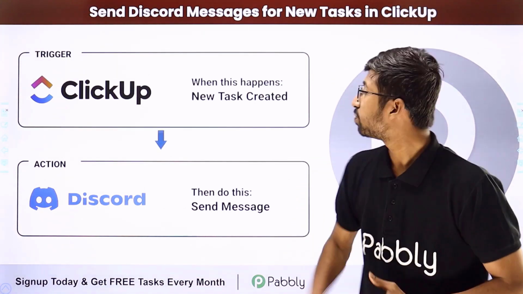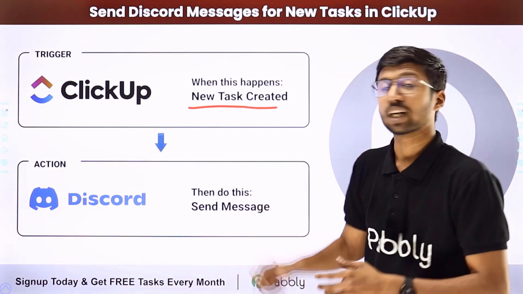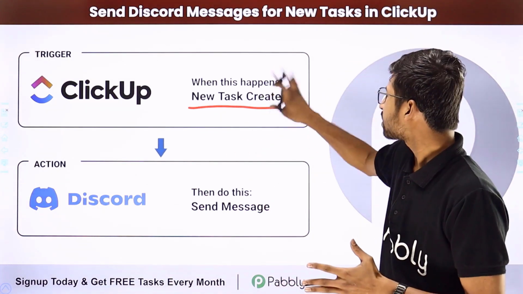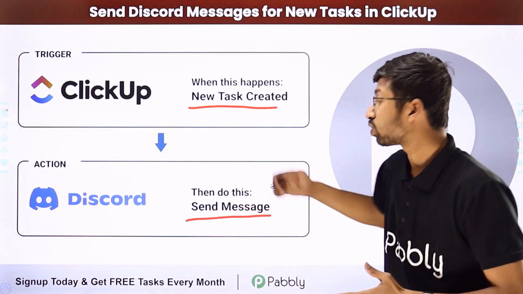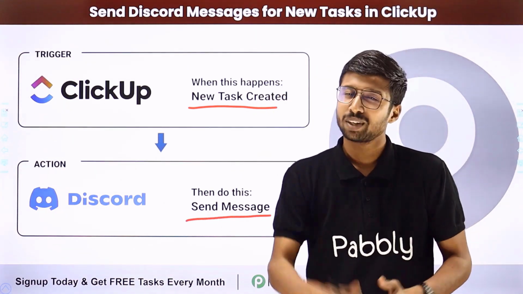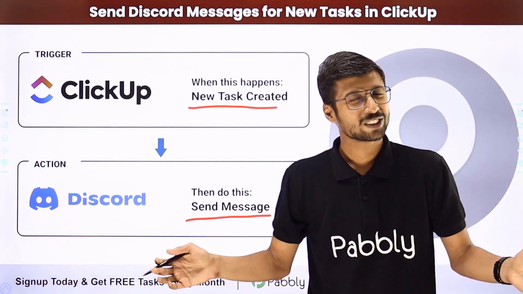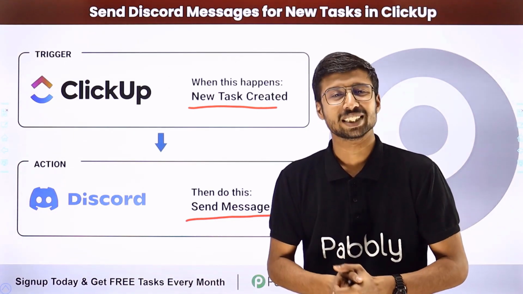So the trigger of this automation will be creating a new task in ClickUp. An action will be sharing the same task details as a channel message on our Discord channel automatically. Now how can you set up this automation? To know this, you have to come with me to my screen.